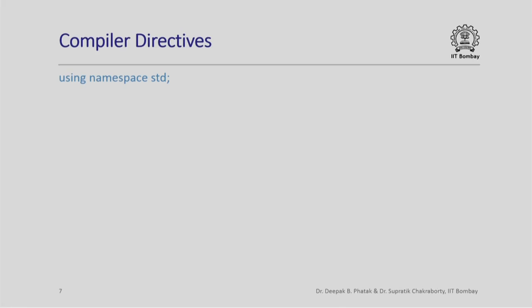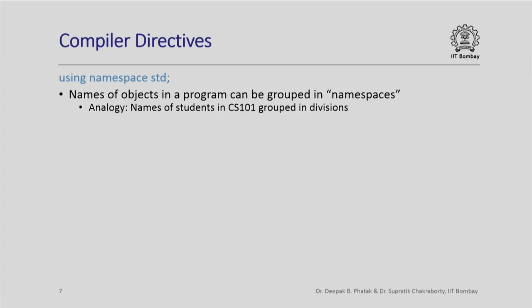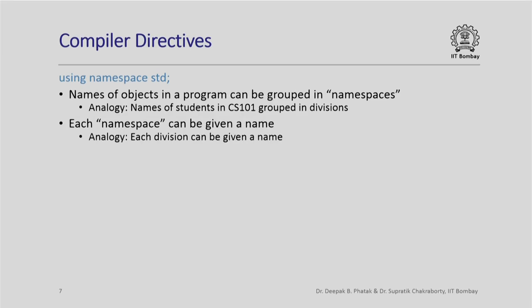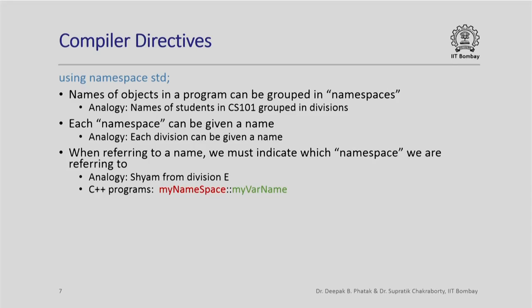Here is another compiler directive called using namespace std. Now in a program there are going to be several objects, and these names of objects can be grouped in several namespaces. A nice analogy is names of students in CS 101 grouped in different divisions. So just like a division can be given a name, each namespace can be given a name. And when we are referring to a name, we must indicate which namespace we are referring to.